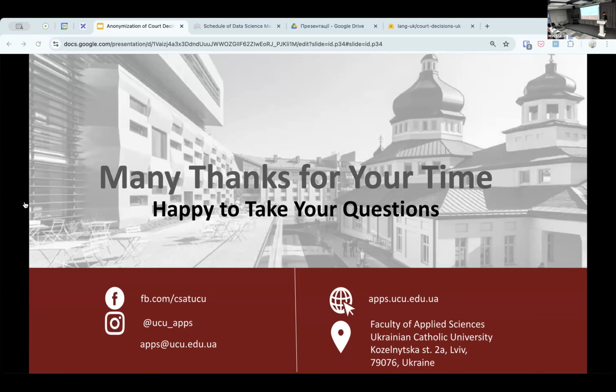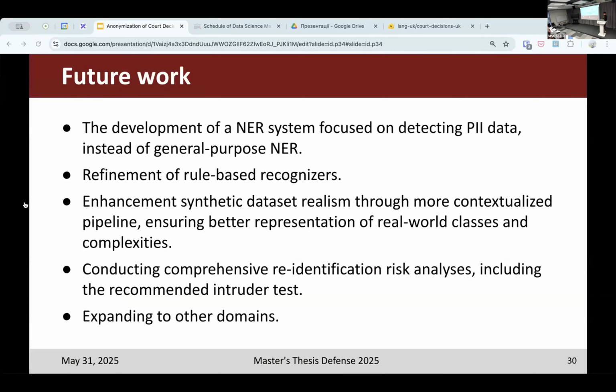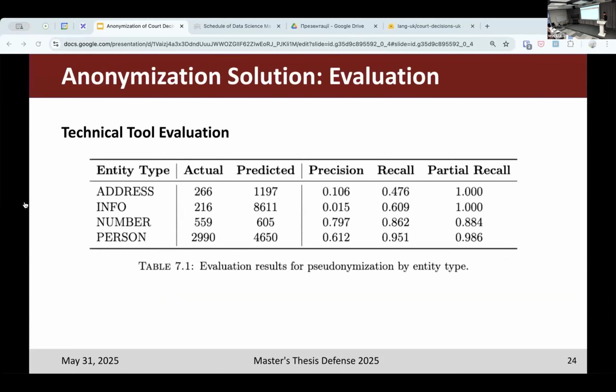Okay, and my next question is about the frequency dictionary. How does the fact that this frequency dictionary may not reflect the actual distribution, the actual frequency, impact the performance of your system?